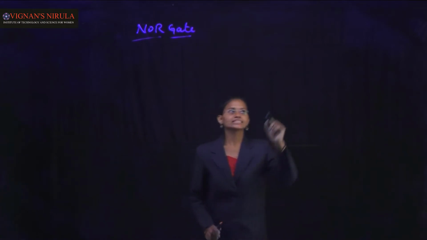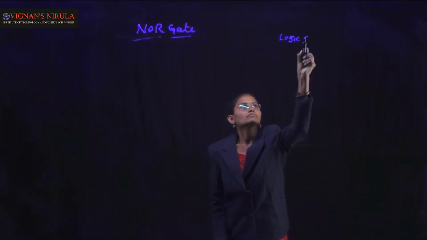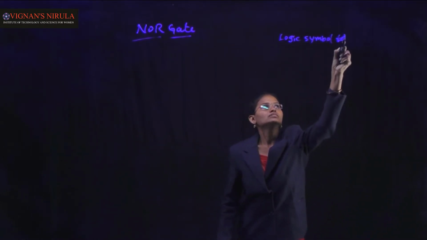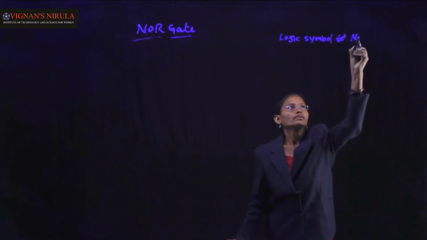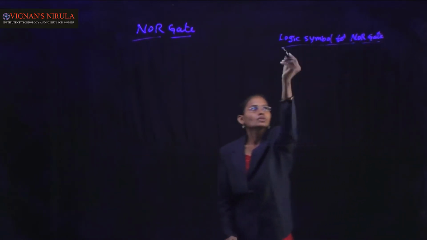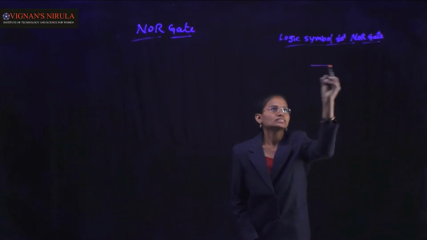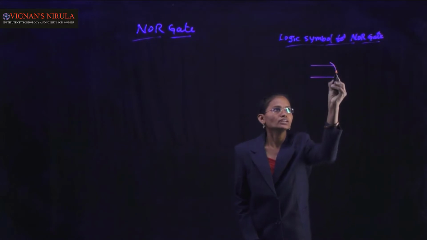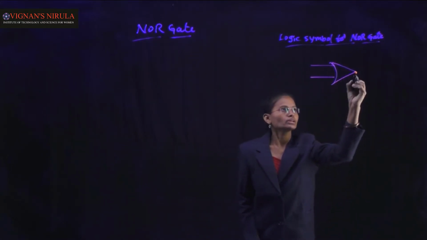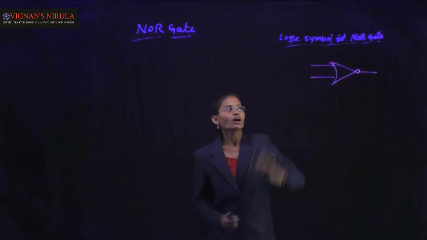First we will see the logic symbol for NOR gate. Okay, first see the logic symbol for NOR gate. This is the reverse operation of the OR gate, so we connect the bubble. This is the logic symbol for NOR gate.